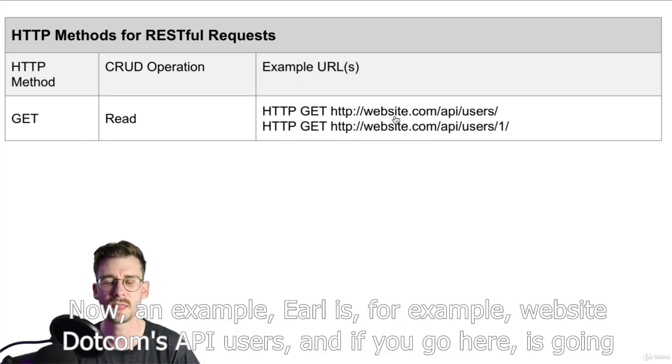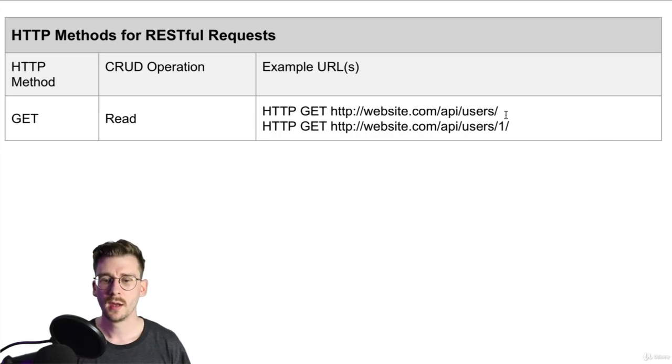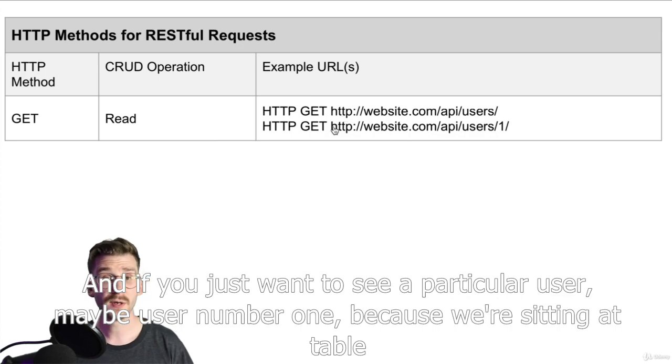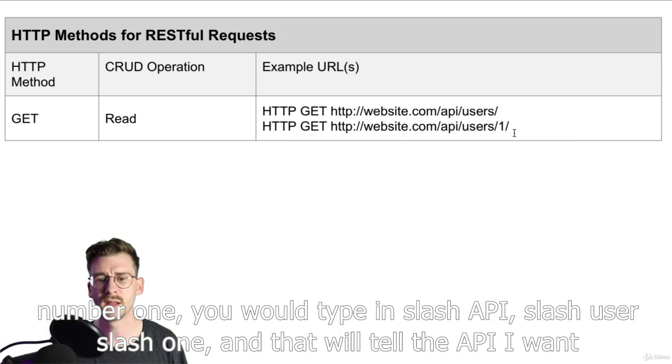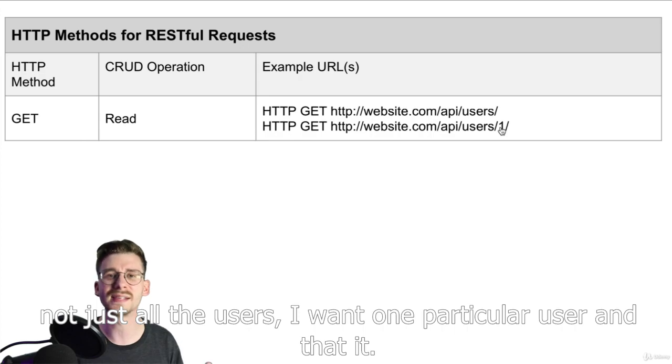Now, an example URL is, for example, website.com/API/users. And if you go here, it's going to list you all the users. This is called a list view. And if you just want to see a particular user, maybe user number 1, because we're sitting at table number 1, you would type in /API/user/1, and that will tell the API, I want not just all the users, I want one particular user, and that's it.